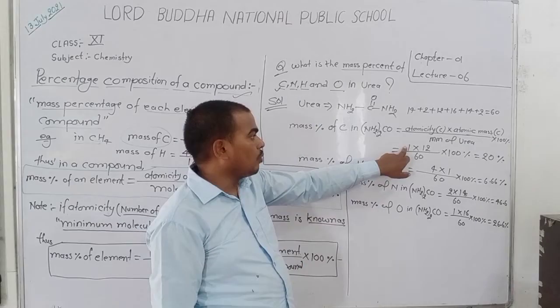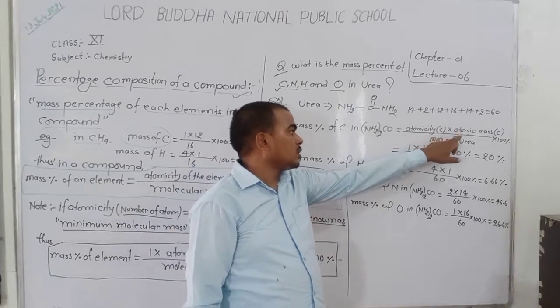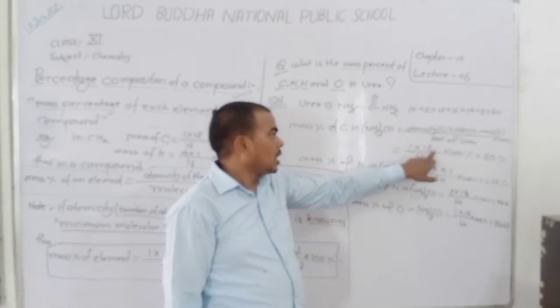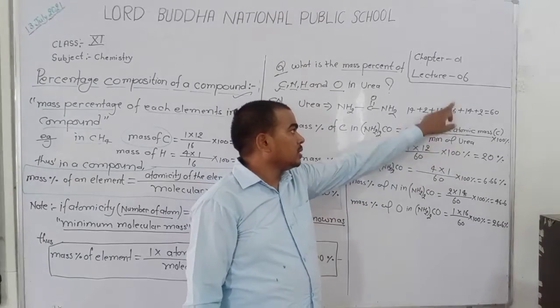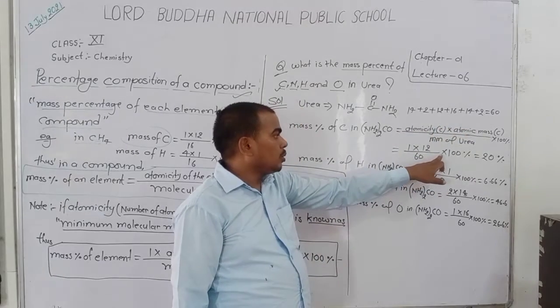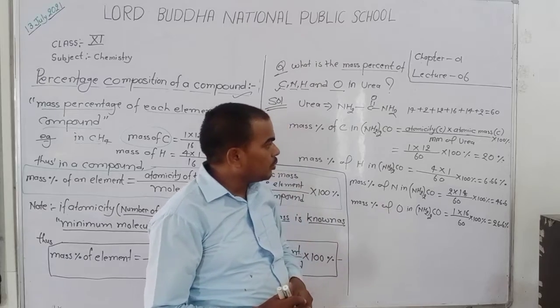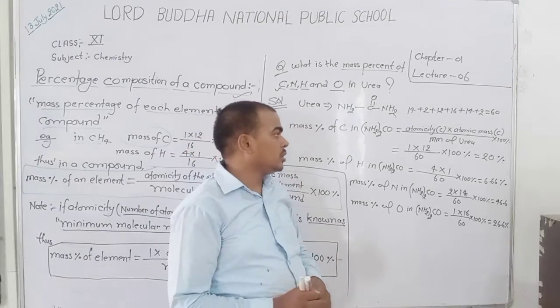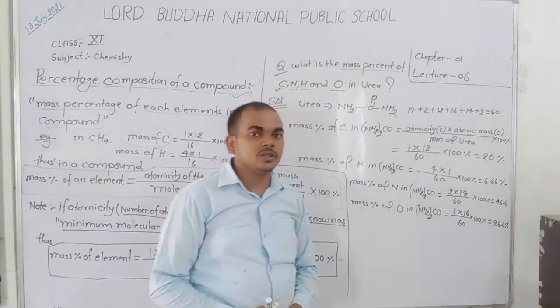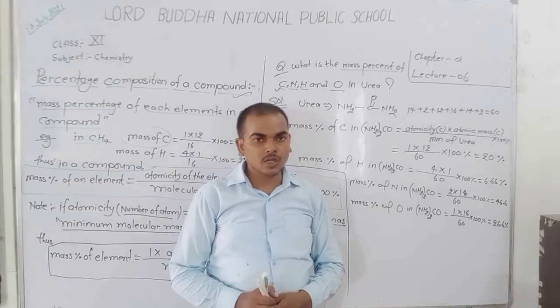So write here 1 at the place of atomicity. You know that the atomic mass of carbon is 12 and the molecular mass of urea is 60. If you multiply this value by 100, you obtain 20%. That means in urea, 20% carbon is present.